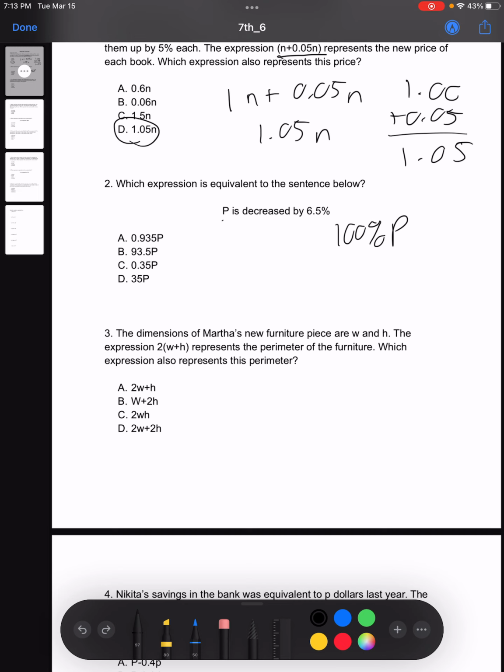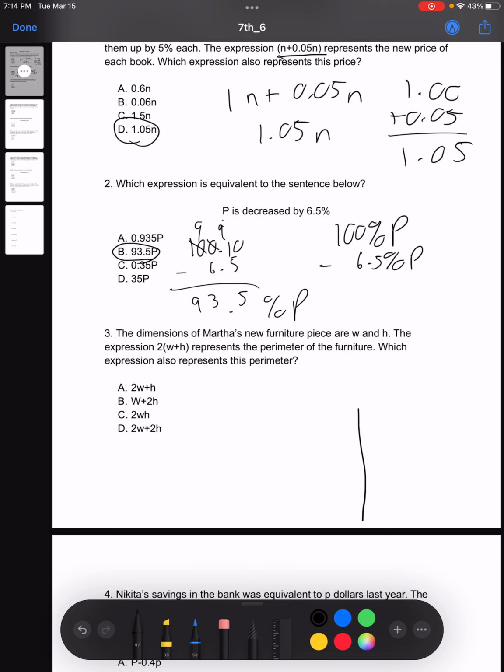So if we're subtracting 6.5% from 100% of P, we can rewrite this as 100 minus 6.5. Remember your decimal places. And if we go ahead and do this, we'll end up getting 93.5% P. This would then make our answer B. Let's move on to number 3.